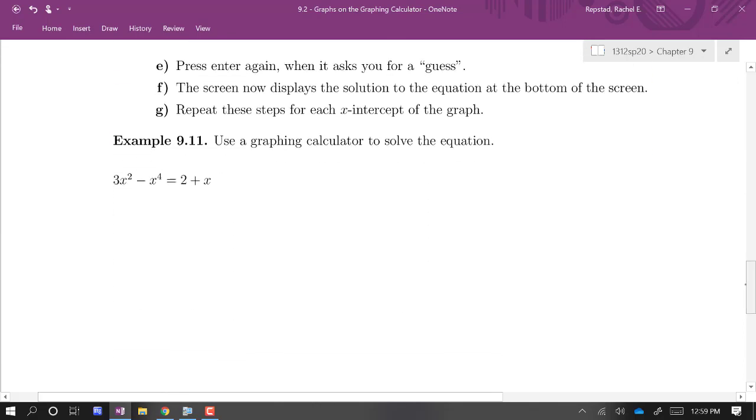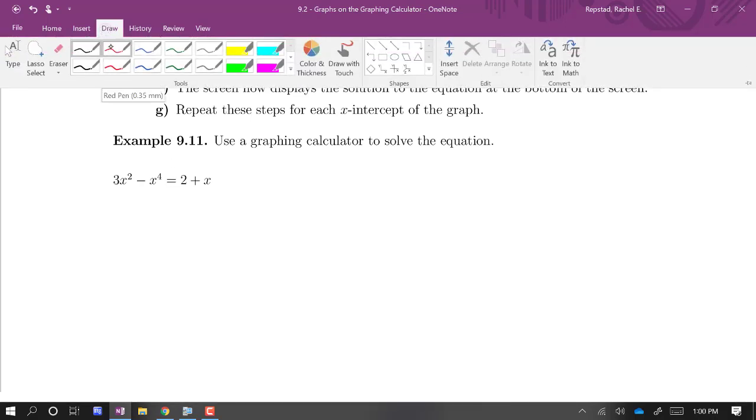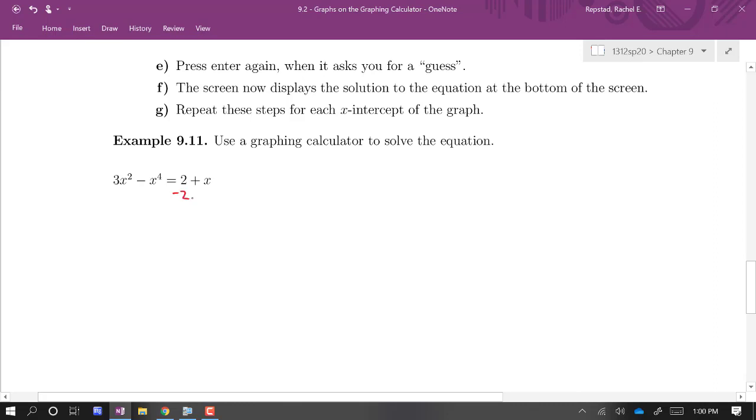So on the next page we have an example. Say I want to solve this equation: 3x squared minus x to the 4th is equal to 2 plus x. So I'm going to subtract 2 and subtract x.